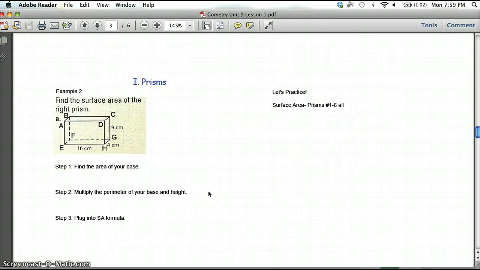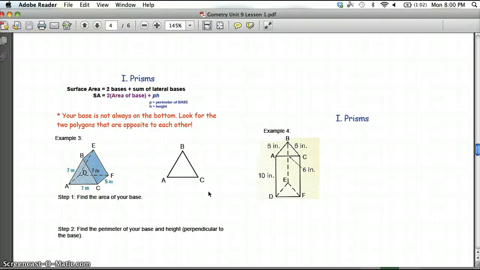Okay? Now let's go ahead and look at what if our prism is not a rectangle. So look at example 3. Our prism here, it says your base is not always on the bottom. Look for the two polygons that are opposite of each other. So look here. Now, if we notice this prism, our bases are actually a triangle.